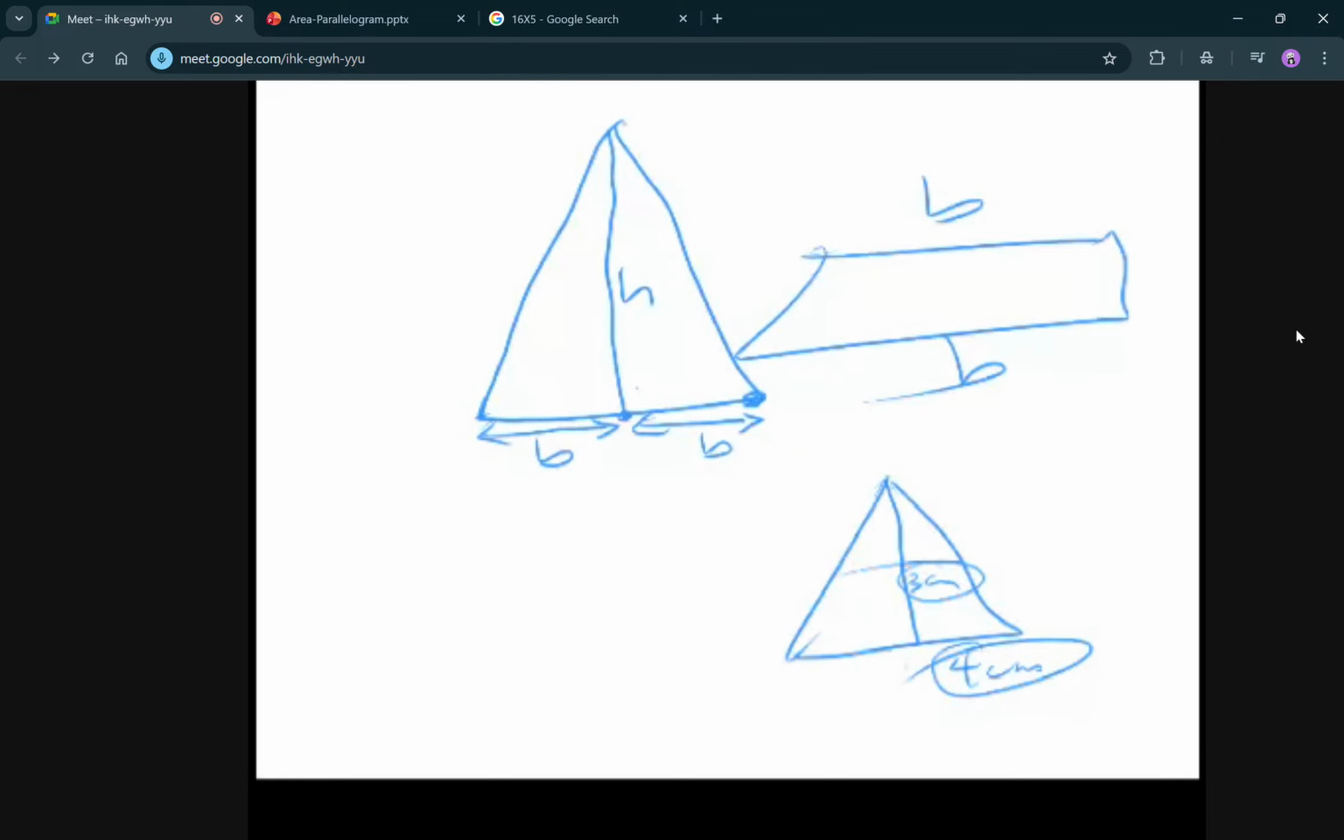Whether you trace it to the left, that will give you the base, or you trace it to the right, that would equally give you the base. So either way, that is the base of that triangle.